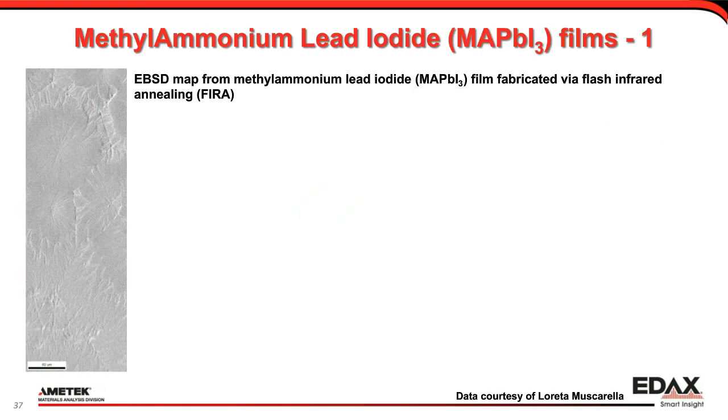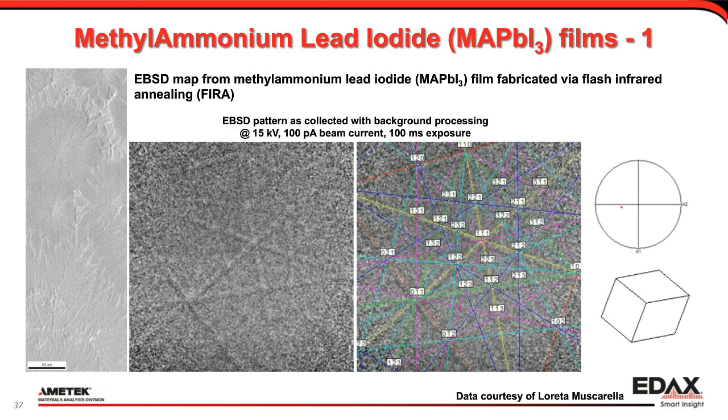Now, that was one type of these perovskite materials. There's another one. This is an example from Loretta. And this is the SCM image. It's a different type of production, flash infrared annealing. If you want to know more details, please look up the papers. It's just been published. And here you have the EBSD patterns as collected, and with some background processing, 15 kV, 100 picoamp current, 100 millisecond exposure, and this is easily indexable.